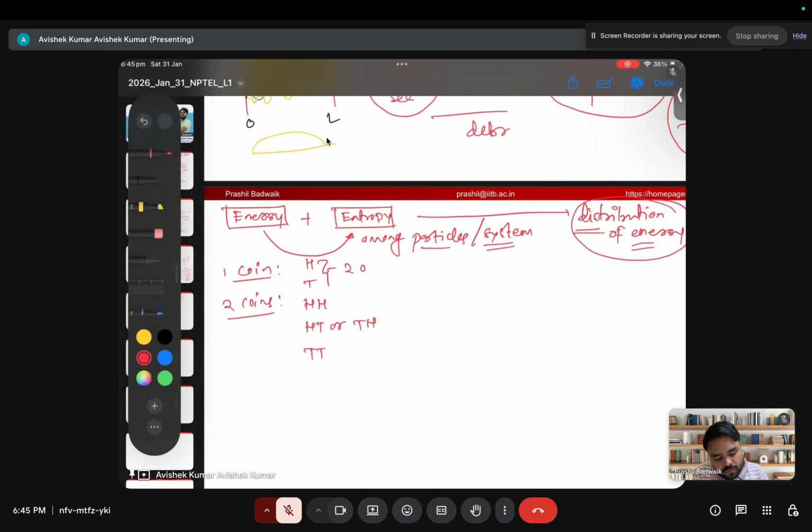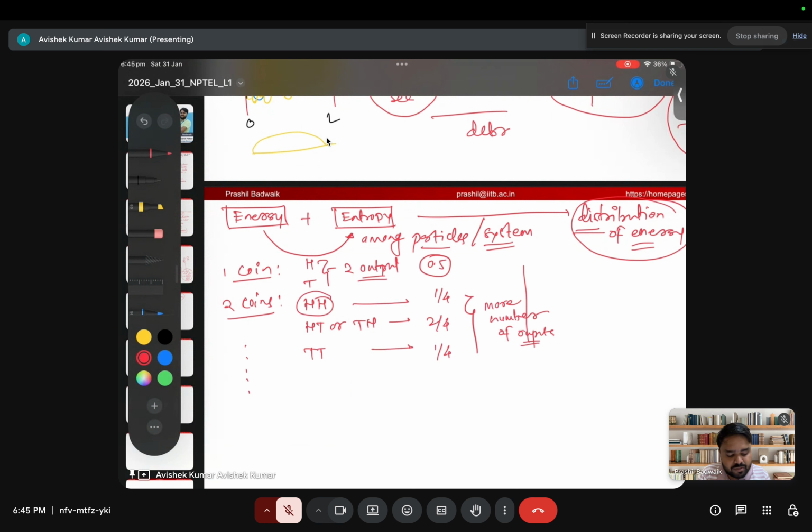There were only two outputs, each of which has 0.5 as the probability. Now because of the increased number of coins, the probability over here is 1 by 4, 2 by 4, and again 1 by 4. So when you plot the distribution, you see you have more outputs that are possible. Similarly, if I am having more coins, I will be having more outputs. Here there are two heads, that means the fraction of heads is equal to 1.